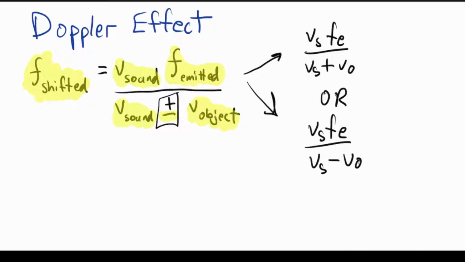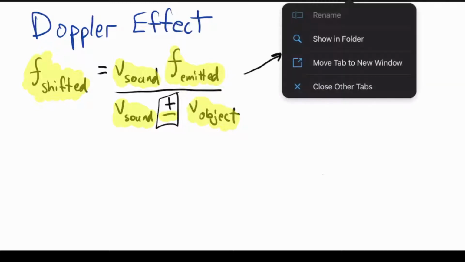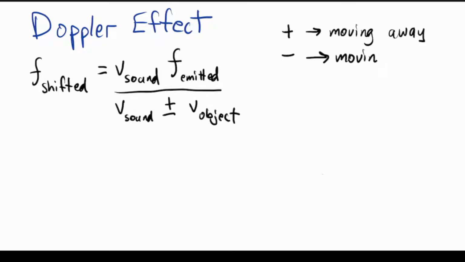And the question now is, how do I know which version of the equation to use? So I'm just going to clean up my highlighting here for a moment. And we'll make a little note off to the side to help us remember that we are going to use plus when the sound is moving away from us, or the source is moving away, and the minus when it's moving toward.